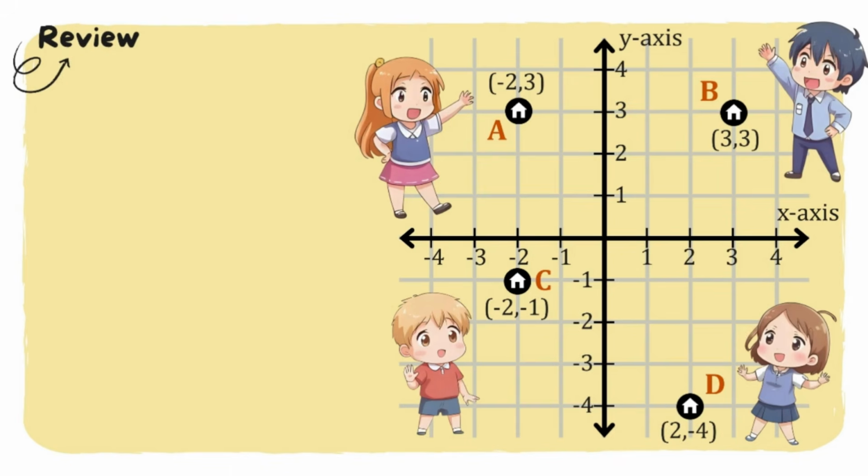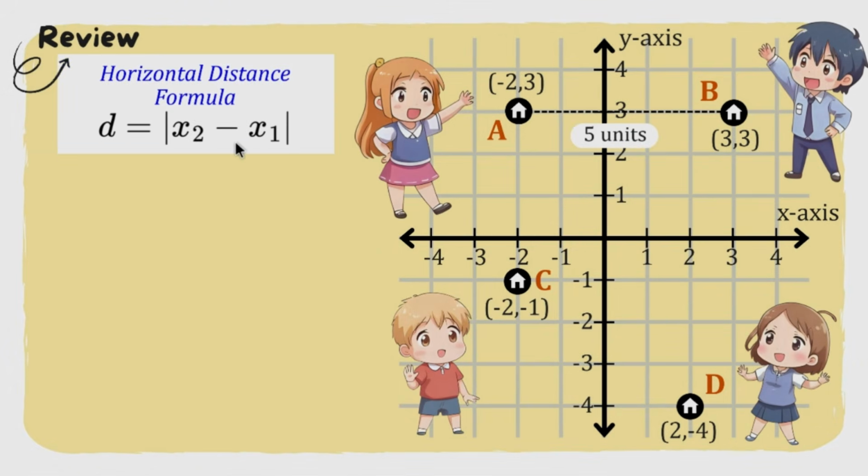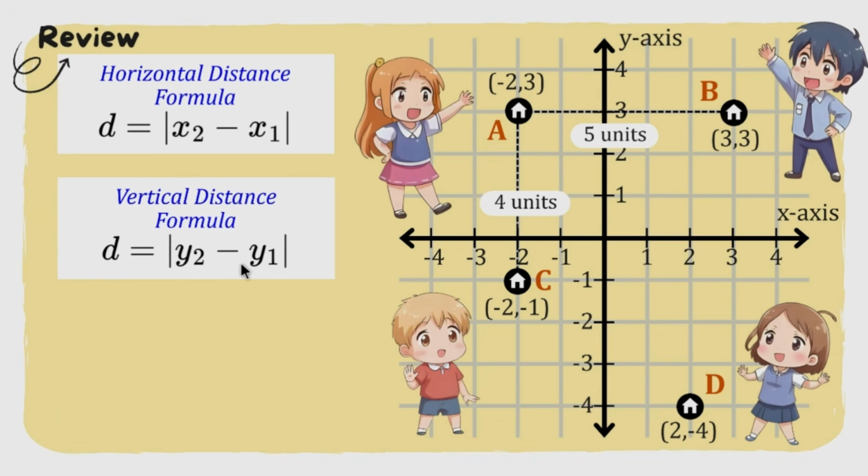Okay, so let's start off with this review of our previous lesson on the distance of 2 points on the Cartesian plane. So using our example on these 4 friends with their houses on the same neighborhood, we were able to find out yung distance ng bawat points sa isa't isa. Like for example here with point A, Anna's house, and point B, Ben's house, we were able to find out that they are 5 units apart using our horizontal distance formula, okay? And here we also have the vertical distance, like for example point A to point C, Carlos' house, with 4 units apart using the vertical distance formula.